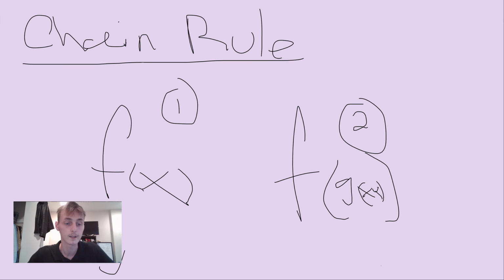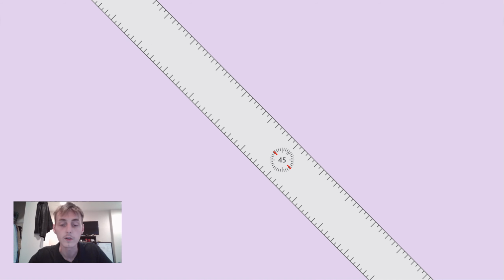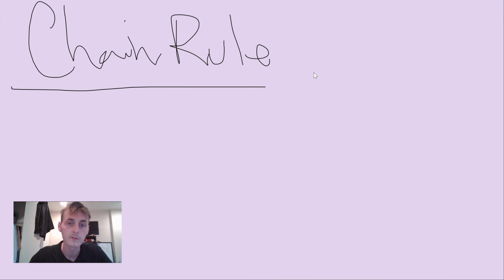So that is a review of composite functions. When I say composite, that's what I'm talking about: plugging your function into your function. Oops. Gonna get rid of that. And gonna get rid of that. So, chain rule with a composite function.